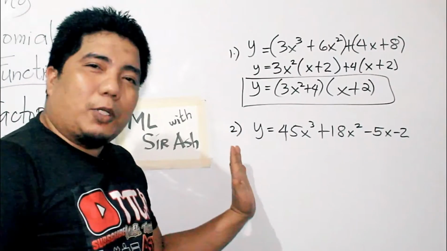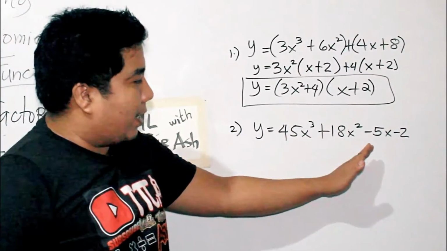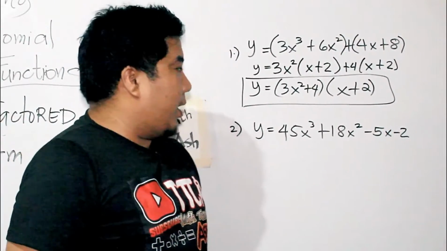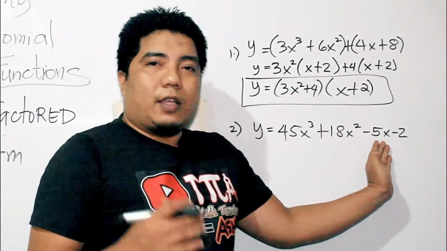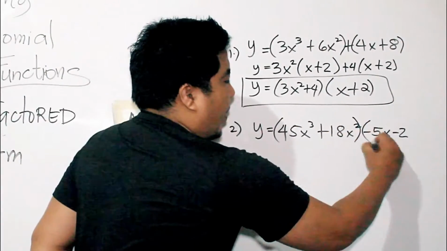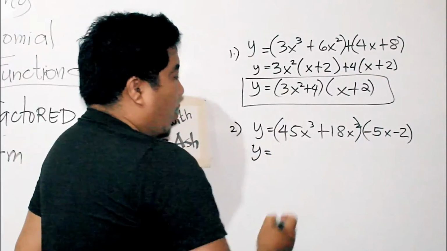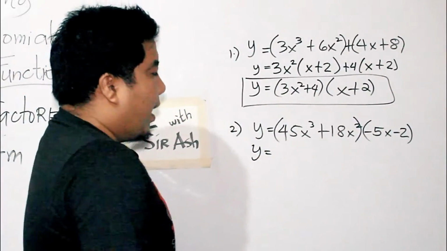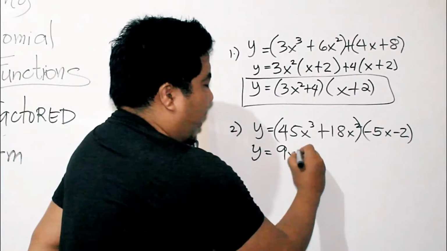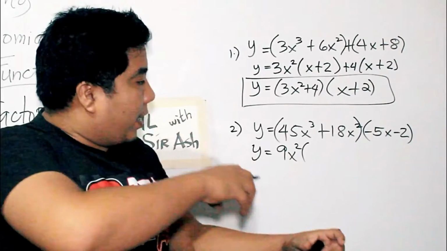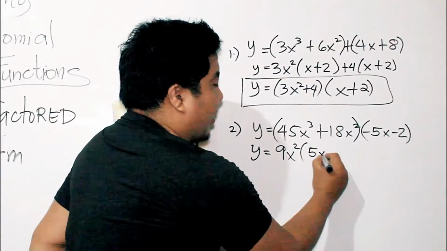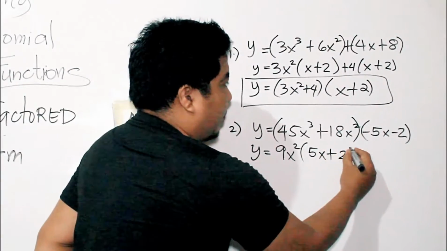Now, let us go to number 2. We have here 45x cubed plus 18x squared minus 5x minus 2. So, the terms are also complete. We have the cube, the squared, the linear, and the constant. So I'll try to use my grouping method. What is common between 45 and 18? I think that is 9. What is common between x cubed and x squared? That is x squared. So now I will extract 9x squared from this binomial, and that will give me 5x plus 2.